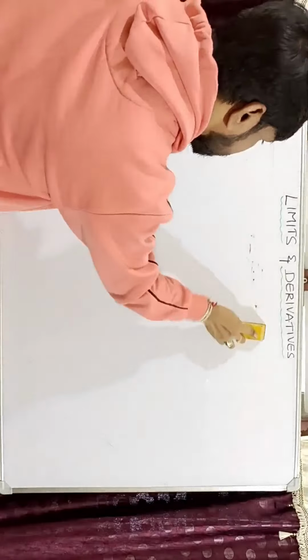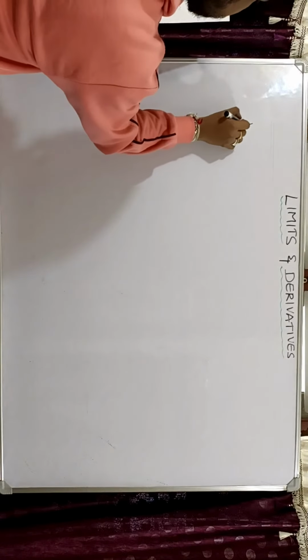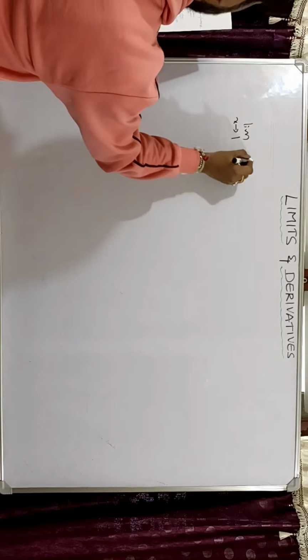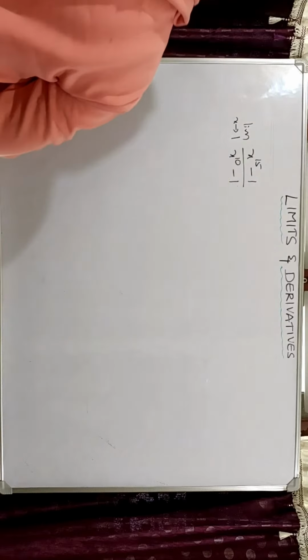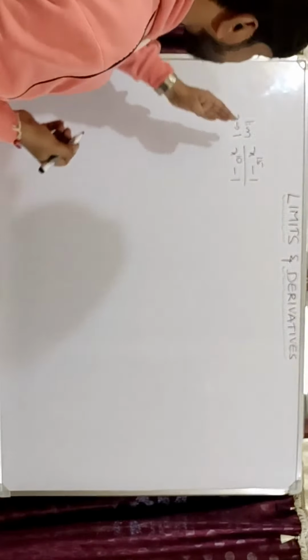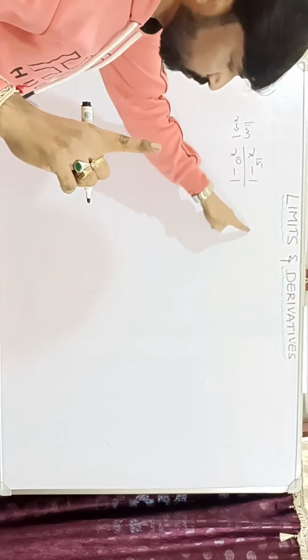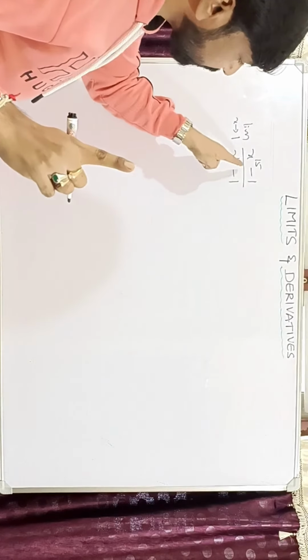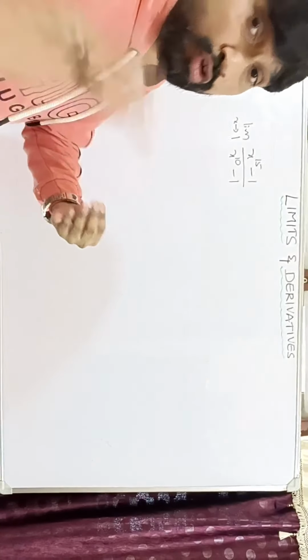For example, the question is like this. Limit x tends to 1, x power 15 minus 1 by x power 10 minus 1. This is the question. So now if you see here, generally if you try to substitute x as 1, you get 1 power 15 minus 1, that is 0, numerator 0. By denominator, 1 power 10 minus 1, denominator also 0. This will become 0 by 0, undefined form.